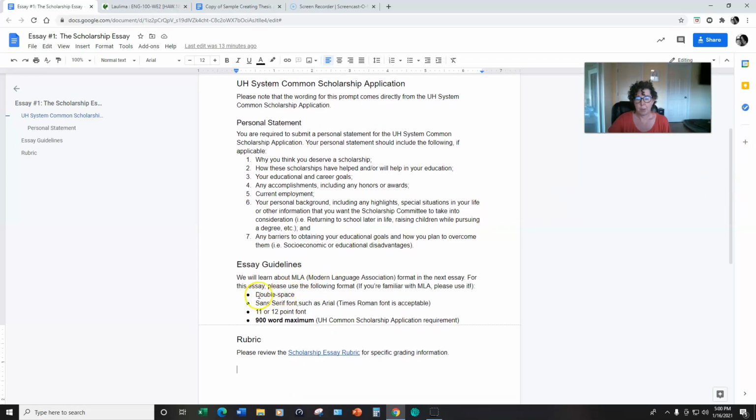I don't expect you to know Modern Language Association or MLA format yet. We're going to learn about that. For this essay, if you do know MLA format, please go ahead and use it. If you don't, please follow these guidelines.